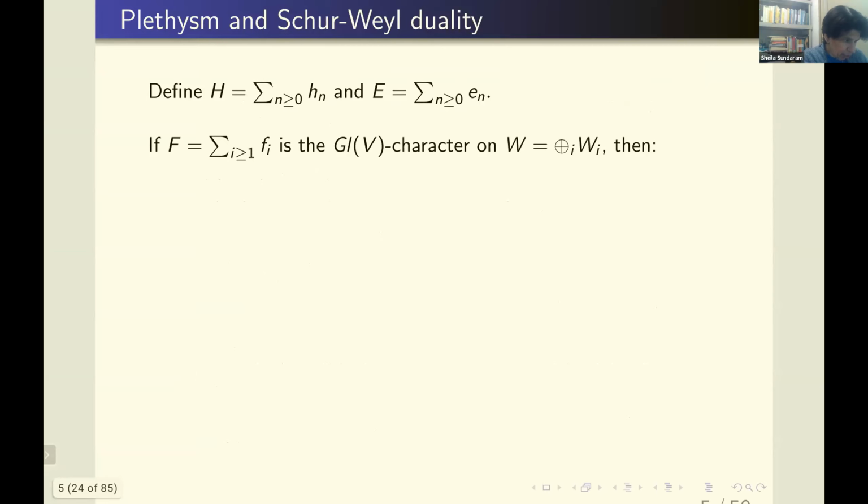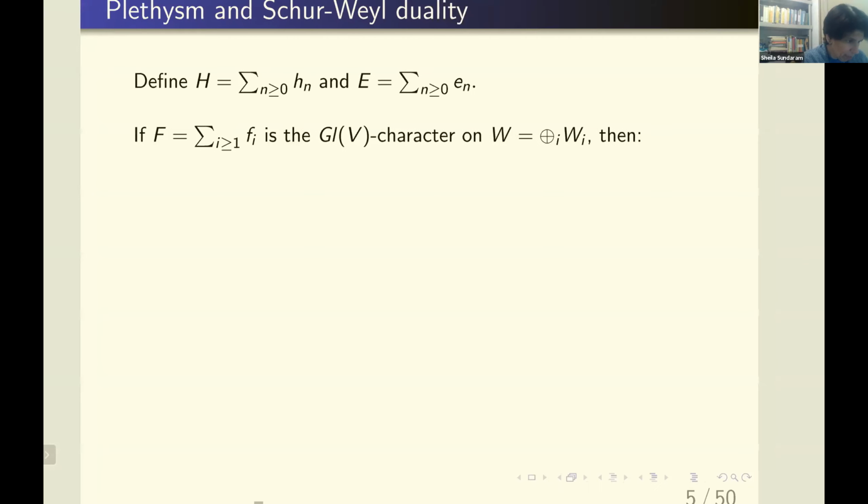Okay, so this slide is mostly just to fix notation again. I'm going to be looking at two series of symmetric functions. I'm going to add all the homogeneous symmetric functions, but I do want to add one: H0 is 1, and the same thing for E. And so if I take a symmetric function that looks like this, where you should think of F1 as having degree 1 and so on, then I want to think of it as a GLV character of this direct sum.